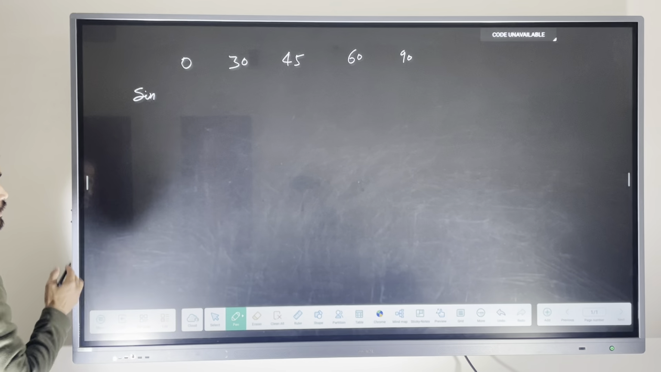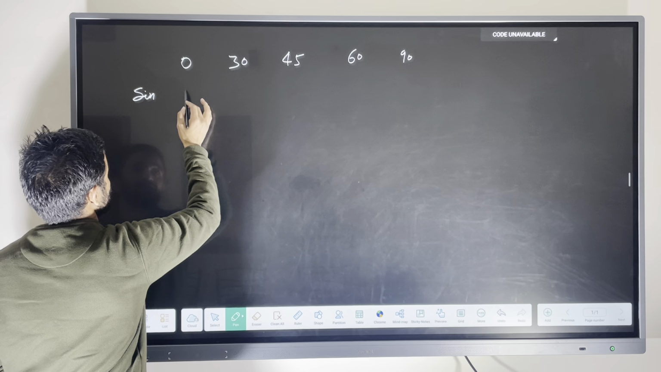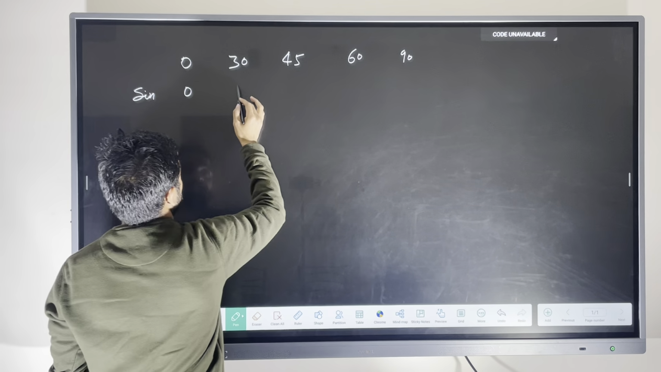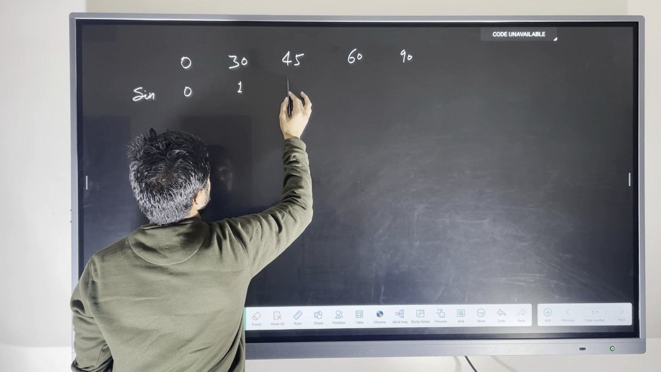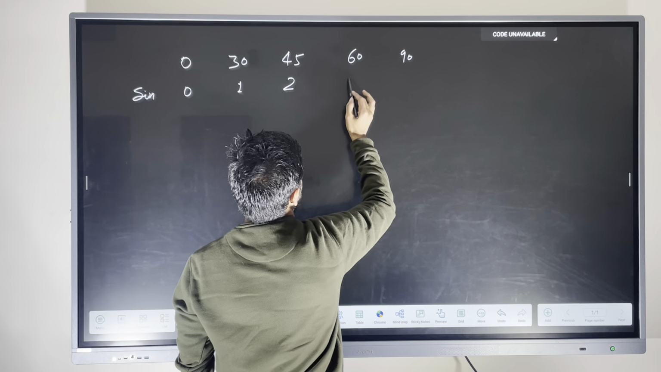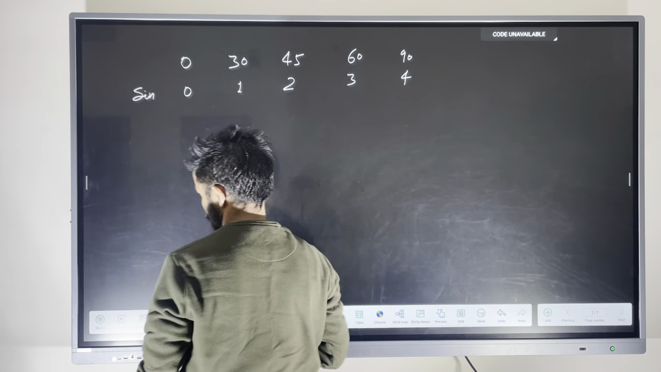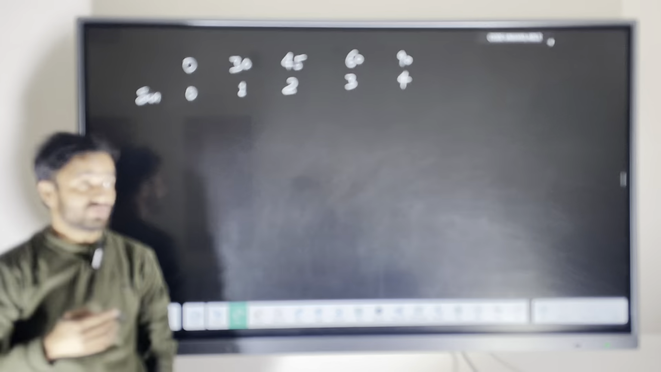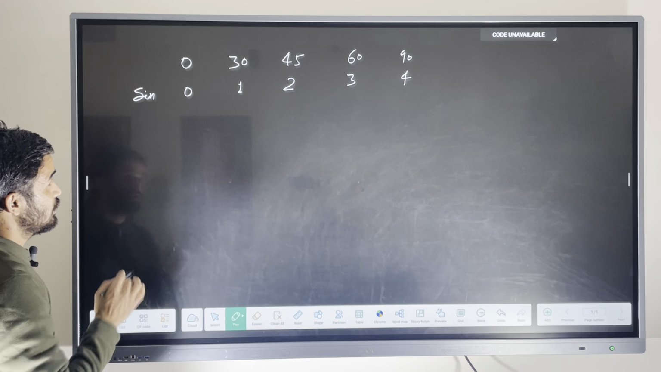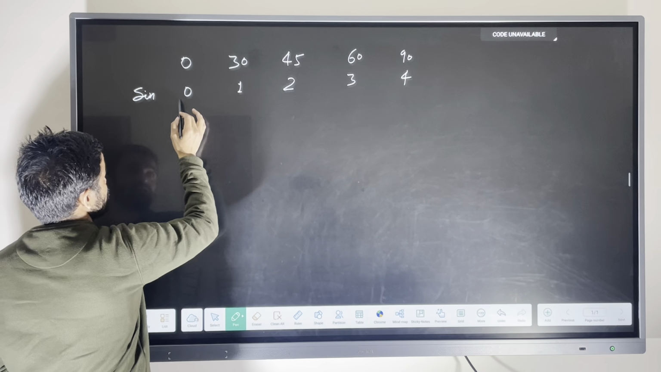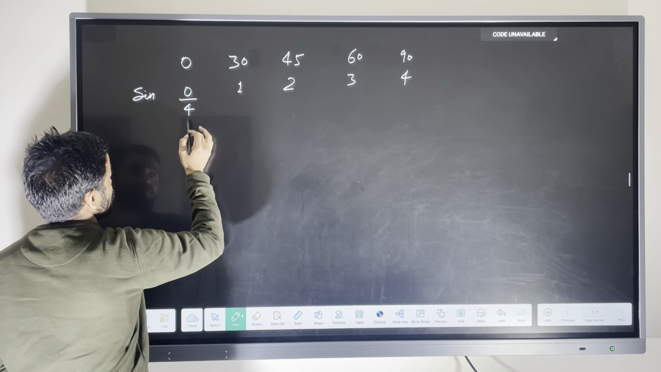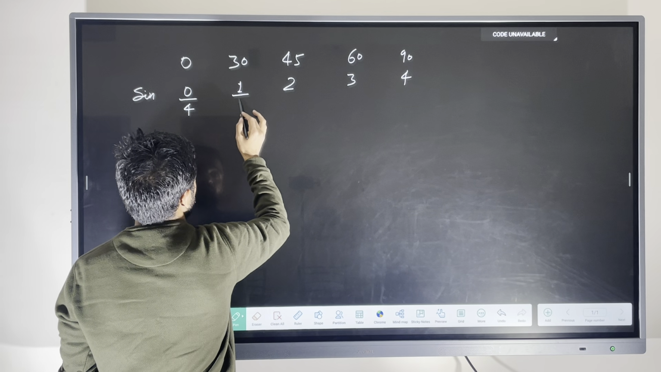Now write down the whole numbers 0, 1, 2, 3, 4. Now divide each number by 4.